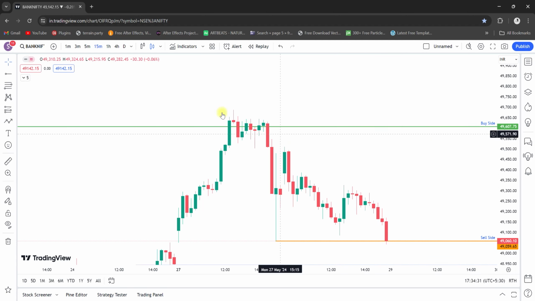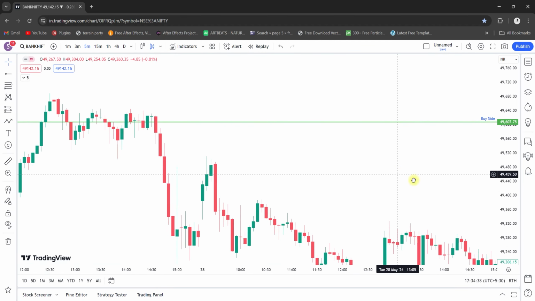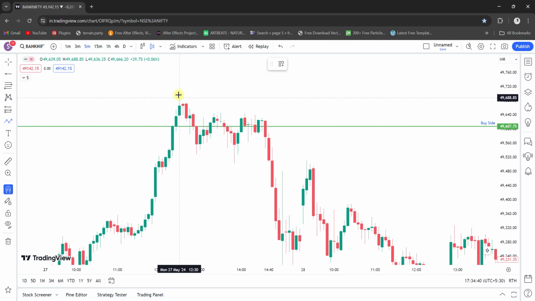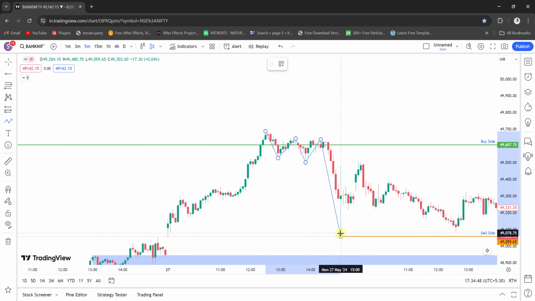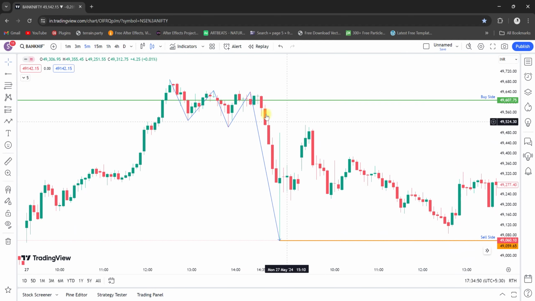Yesterday we analyzed the market, which was a higher time frame buy side. Yesterday we came to know that a sell-off happened. That was just a retracement. It went high, low, and the market eventually dropped downwards. This was the thing which happened yesterday.